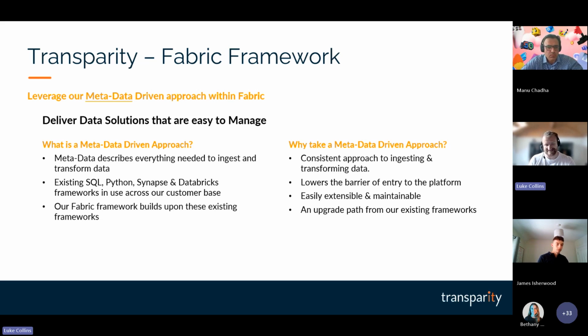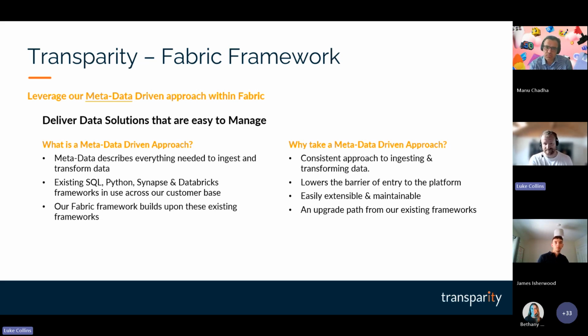So really it's data describing data. How do we connect to the data? What are the entities we want to pull from it? And really the idea of that is so that we've got a consistent approach across all of our customers for ingesting and transforming data.